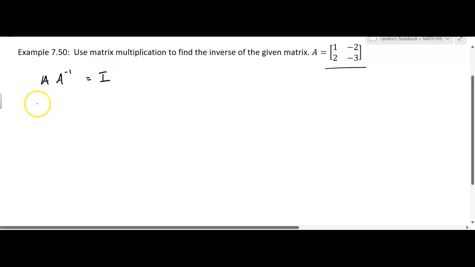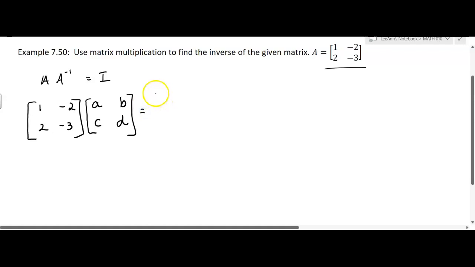Okay, so what we're going to do is say A is 1, negative 2, 2, negative 3. We're just copying that matrix. And then we don't know what the inverse is, so we're just going to say A, B, C, D. We don't know what the 4 entries are. That's what we're trying to figure out. But we know when we multiply them that we should get the identity.